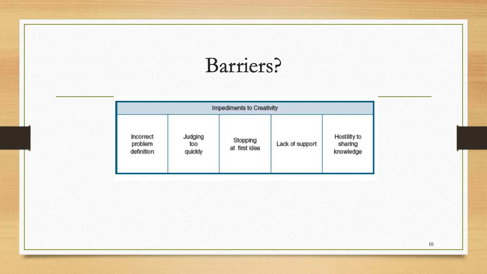Okay, let's also talk about the barriers. I explained some barriers against creative thinking within the first part, but we also have some impediments within problem solving. First, incorrect problem definition. Then judging too quickly. Stopping at first idea. Lack of support. And hostility to sharing knowledge.